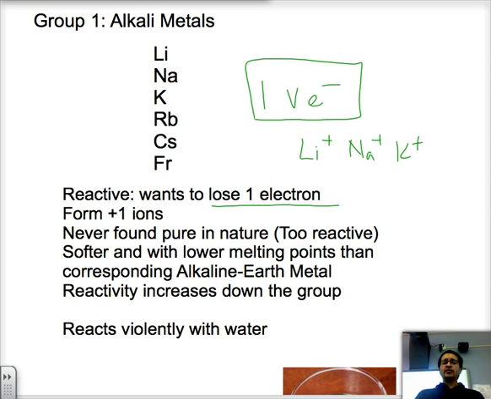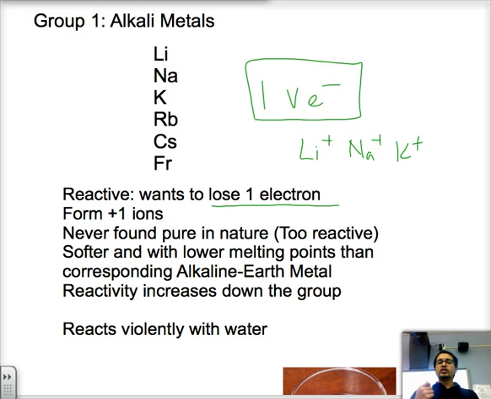They're so reactive that they will not be found in nature in pure form. So you always find lithium, sodium, potassium, any of the alkali metals in a reacted format. And so you have to actually use electricity to purify them and actually see the elements in their pure form.